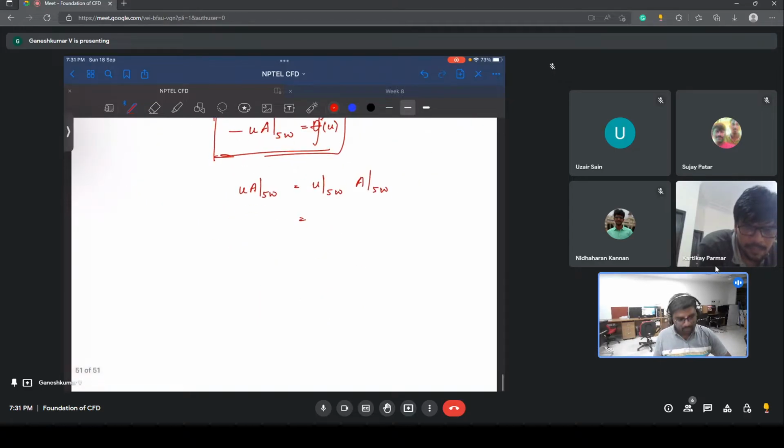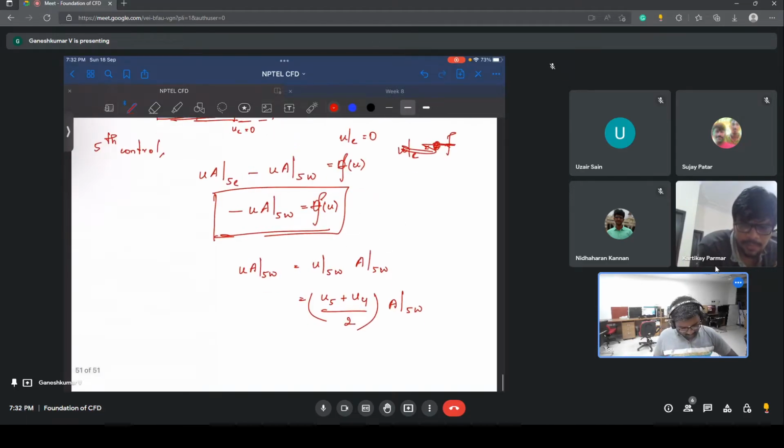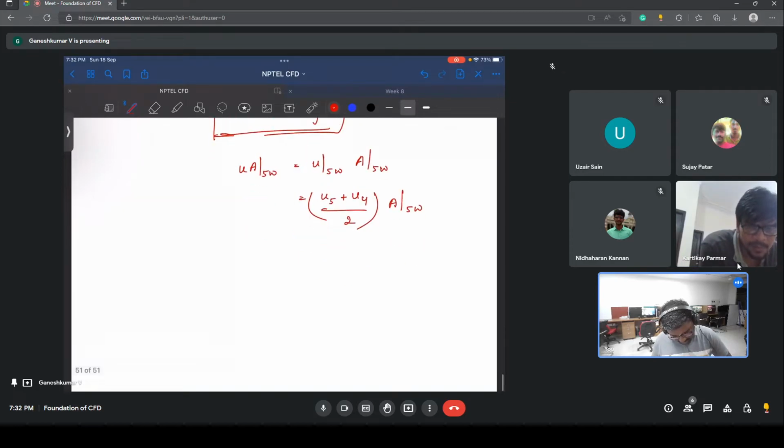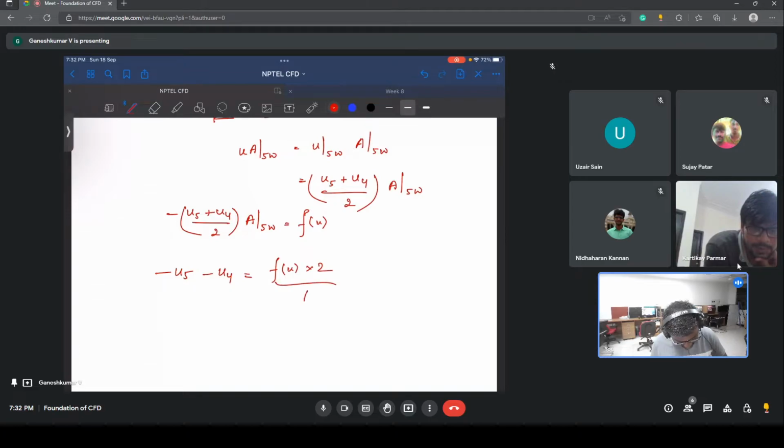You have a lot of schemes to know that, right? Based on here and there, you will write it like u at 5 plus u at 4 divided by 2 times area at phi west, right? Now your equation changes like this. So if you are putting it back, plus u4 divided by phi west is equal to some function of u. Now you will write u5 minus u4 is equal to f of u into 2 divided by area of phi west. So this would be your discretized equation.